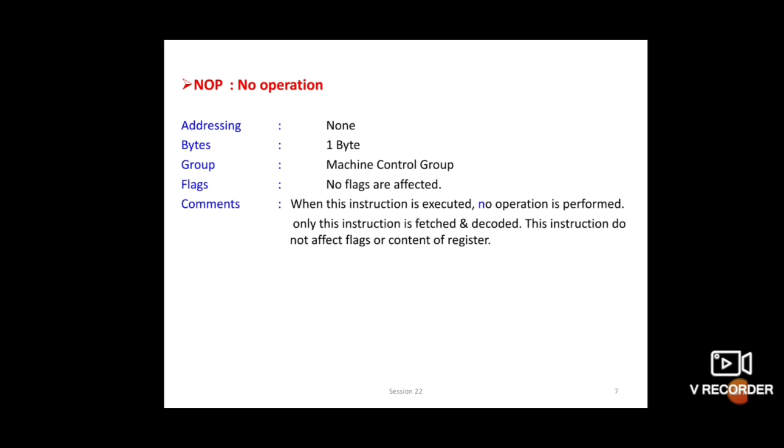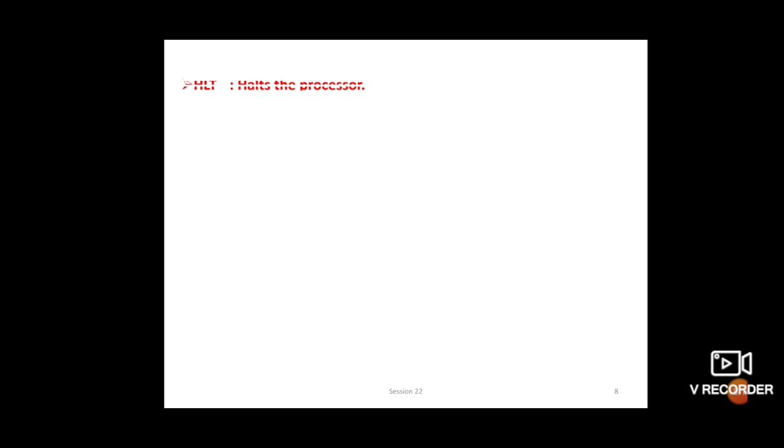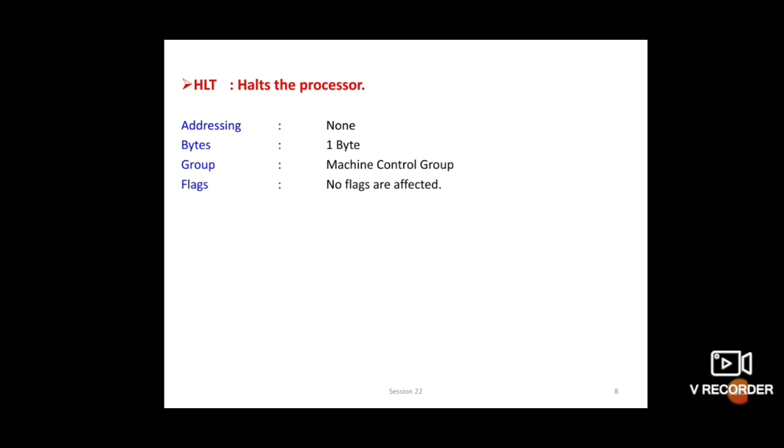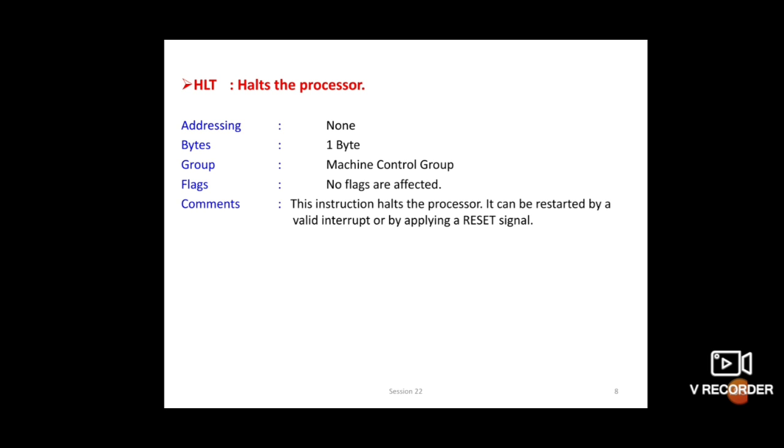Okay students, now the next and last instruction is HLT. Now you know this HLT very well. HLT means halt, halt means stop, meaning stop the processor. This instruction is a 1 byte instruction, and no flags are affected. This instruction halts the processor. It can be restarted by a valid interrupt or by applying a reset signal.